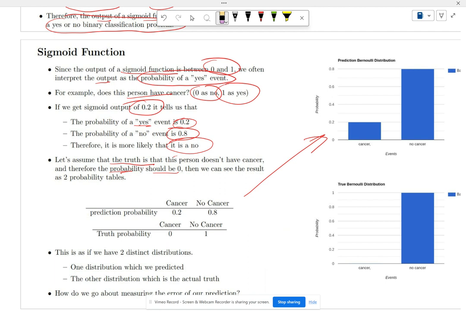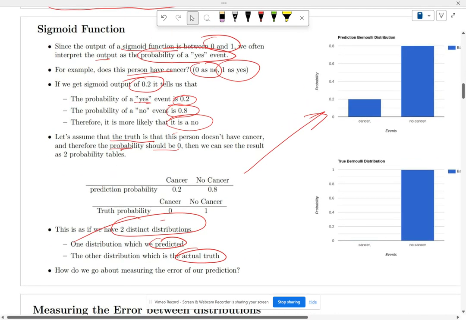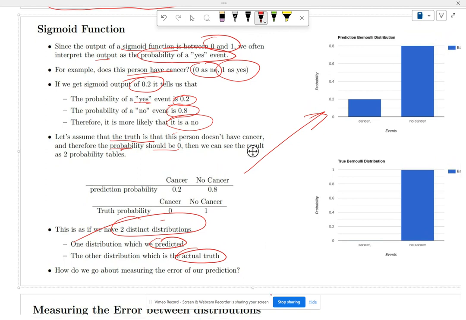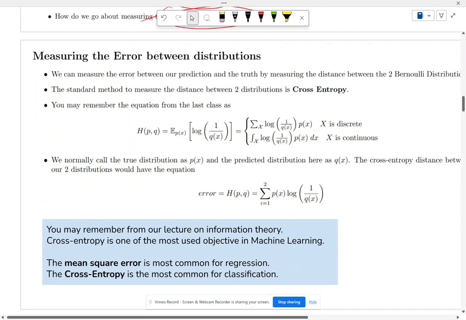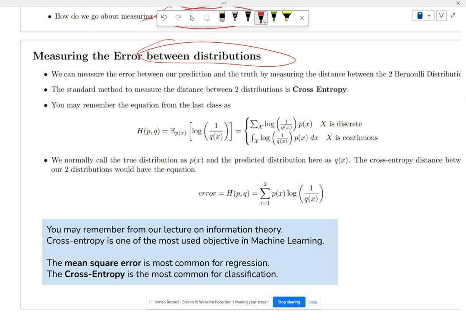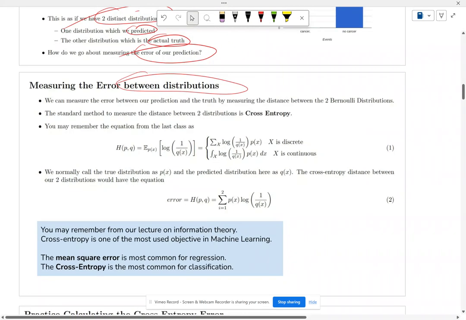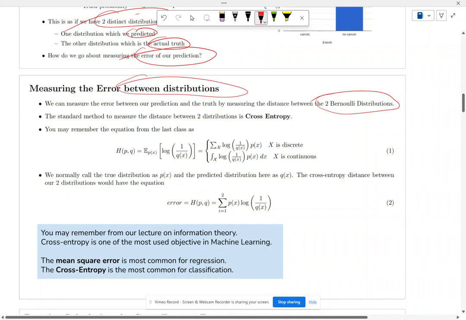Now, we have two distinct distributions: one is the one we predicted, and the other is the truth. What we can do now is measure how close we are to the truth. We can measure the error of our prediction. We went through the last class specifically for this purpose with information theory. We can measure the error, which is the difference between distributions. Assuming that we have two Bernoulli distributions, the standard method is to use cross entropy.